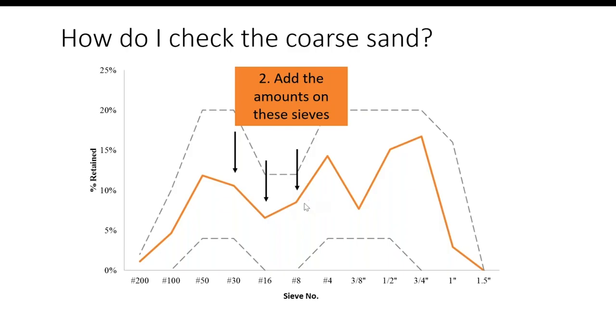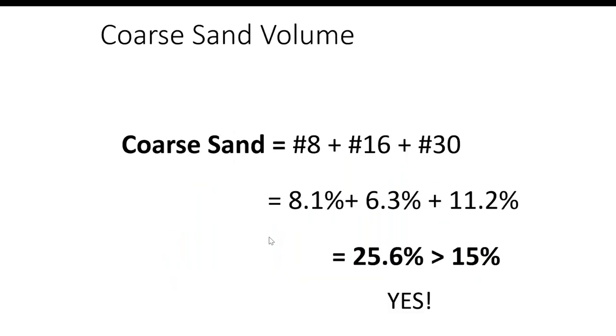Number two, you add these three sieves, the 8, the 16, and the 30. You add them together. The 8, how much is on them? The 16 and the 30, and you say, is it greater than 15%? If that's a yes, that's good. If it's a no, that's bad. Don't worry. Spreadsheets will do this for you.